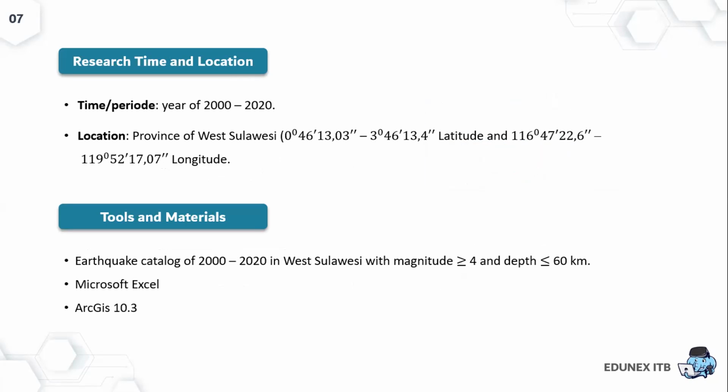And then the tools and materials that we use are the earthquake catalog of 2000 until 2020 in West Sulawesi with the magnitude greater than or equal to 4, and the depth less than or equal to 60 kilometers. And we also used Microsoft Excel and ArcGIS 10.3 to do the data processing.